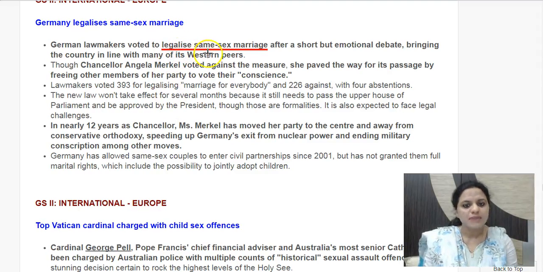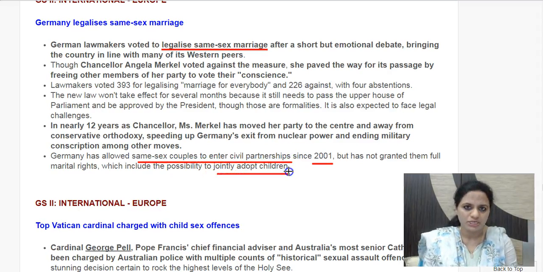So same-sex marriage is now legalized, but since 2001, Germany has already allowed same-sex couples to enter into civil partnerships. But then they do not have full marital rights. So now they will be allowed to jointly adopt children also. This will be the benefit which this legislation will provide them.